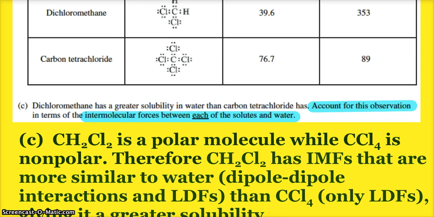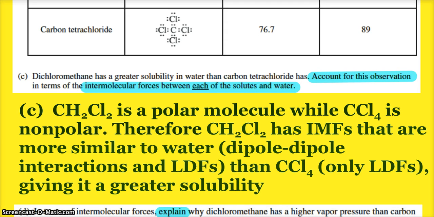So my dichloromethane, CH2Cl2, is a polar molecule. Carbon tetrachloride is nonpolar. Therefore, the CH2Cl2 has IMFs that are more similar to water, dipole-dipole interactions and LDFs, compared to carbon tetrachloride, which only has LDFs, giving it a greater solubility. We don't say like dissolves like. That's a nice phrase, but that's not evidence-based. Okay, we need to mention the IMFs because that's what makes things soluble in water. Things that have IMFs more similar.